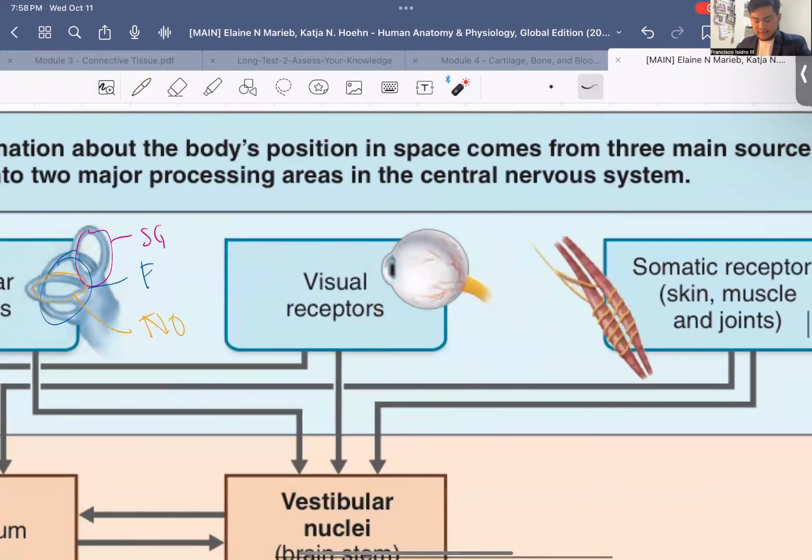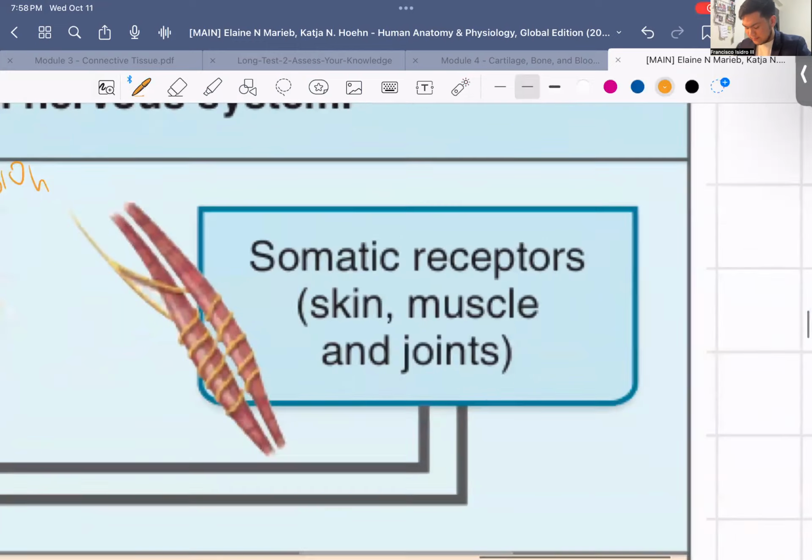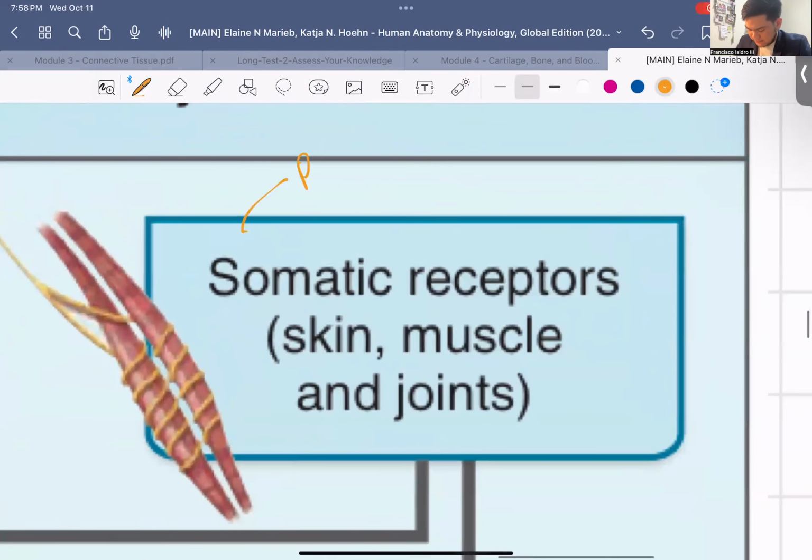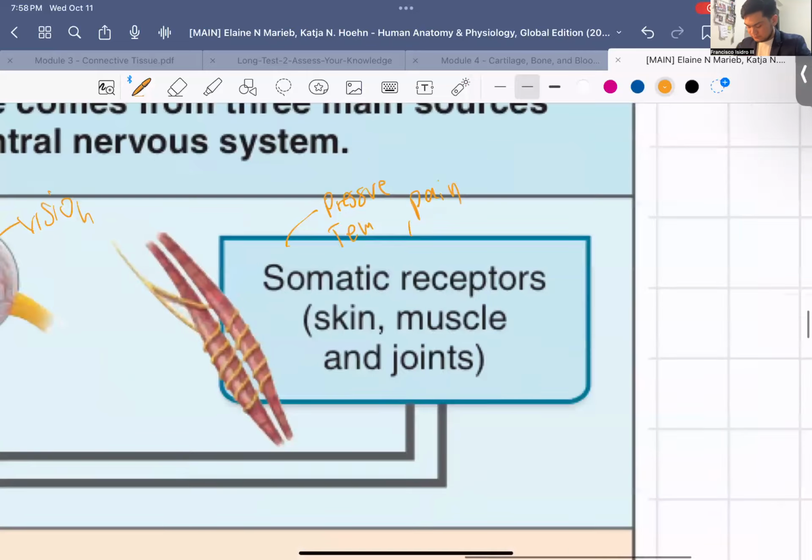So, next one is the visual receptors. As obviously as it may seem, this one is responsible for detecting the vision of the surrounding. And lastly, we have the somatic receptors. Ang dinedetect nito ay pressure, temperature, and pain to the skin.